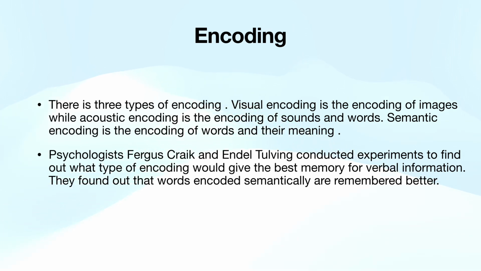There are three types of encoding. Visual encoding is the encoding of images, while acoustic encoding is the encoding of sounds and words. Semantic encoding is the encoding of words and their meaning.